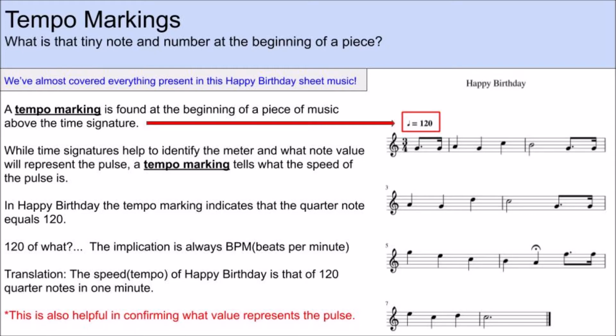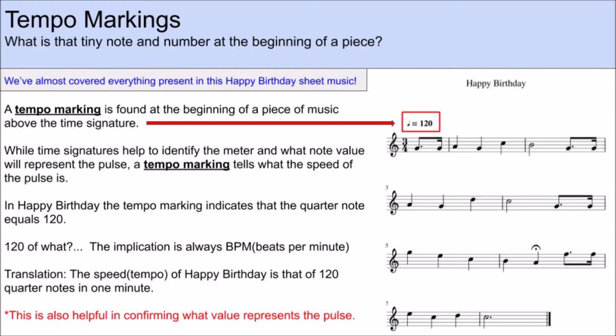The tempo marking is helpful for determining the speed of the pulse. Again, you use the time signature to figure out what note head represents the pulse. With Happy Birthday, we can see that it is in 3/4. The 4 on the bottom tells us that the quarter note represents the pulse. And so in the tempo marking, we can see that a quarter note equals 120.